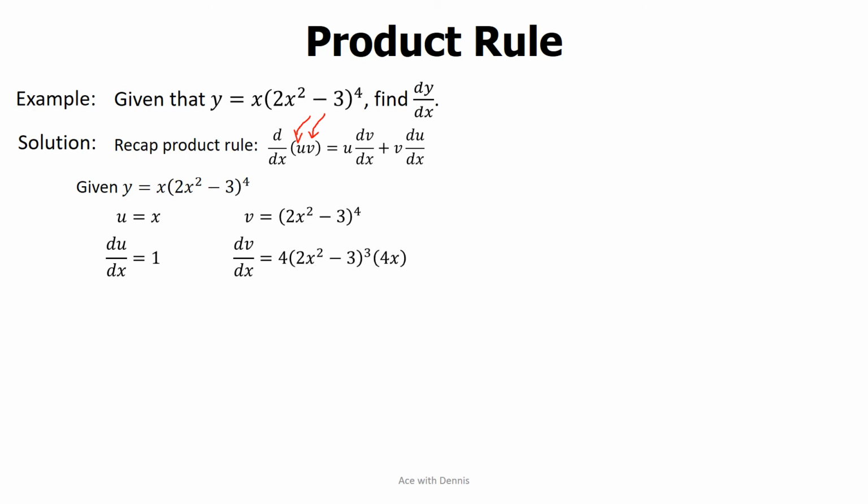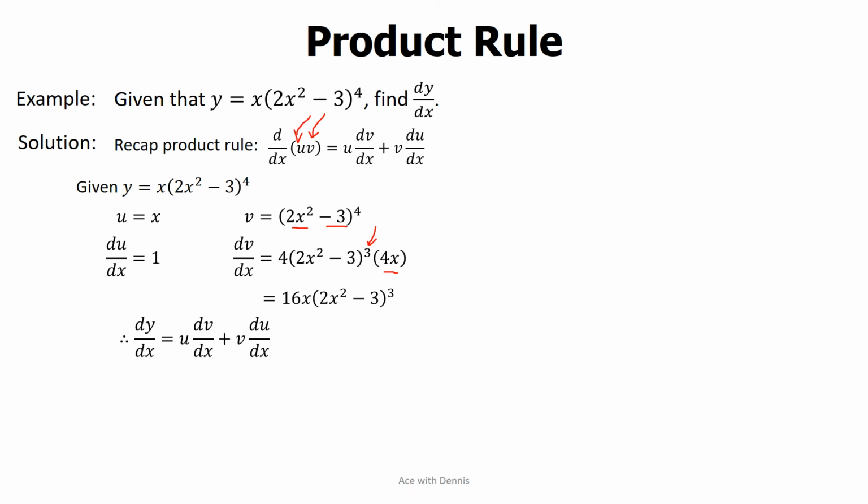Hence, when you differentiate it, power bring down, which becomes 4. Copy the bracket, power minus 1. So 4 minus 1 becomes 3. And then differentiate the bracket. So we differentiate 2x squared, we get 4x. We differentiate minus 3, we get 0. Then we simplify, and we get 16x bracket 2x squared minus 3 cubed.